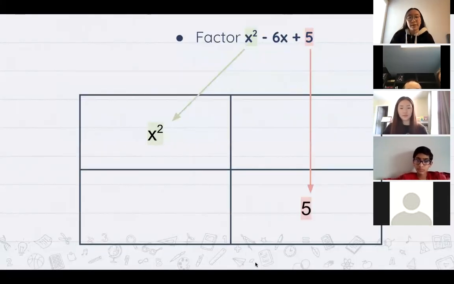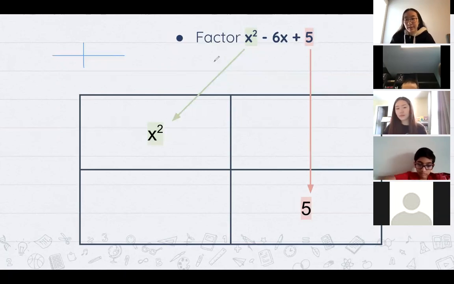Okay, so starting off, our original equation was x squared minus 6x plus 5. For the box method, what you're going to do every time is draw this box. It just has 4 spaces for you to write stuff in. You take the first term, the ax squared term, and put it into the top left box. Then you take c, the last term, and put it into the bottom right box. What if the 5 was negative? Would you put negative 5? Yeah, good question. You would put negative 5.